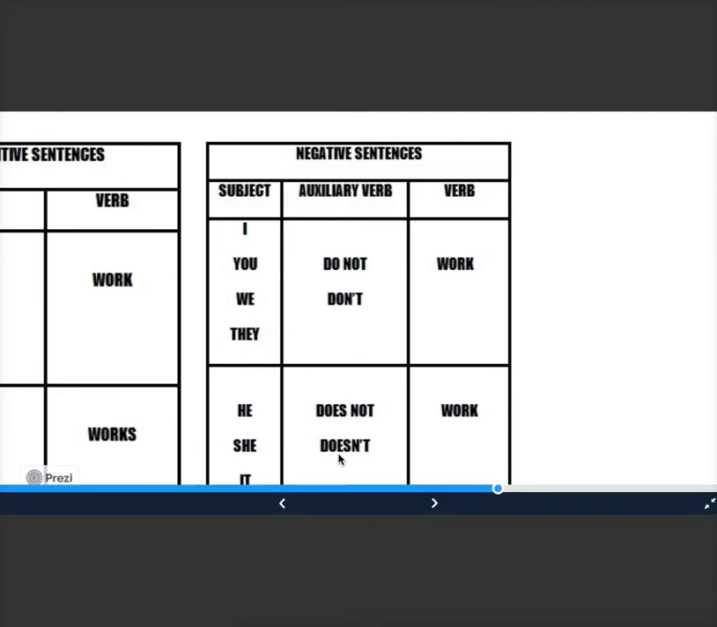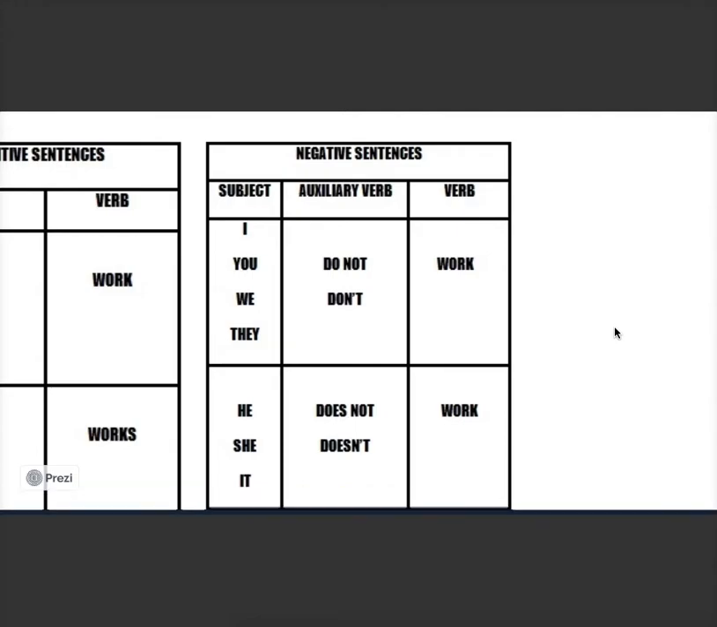This is the contracted form. Esta es la forma contraída, pero significa lo mismo. Puedes usar do not or don't. Does not or doesn't. It's the same. So, questions up to this point? Yes or no?